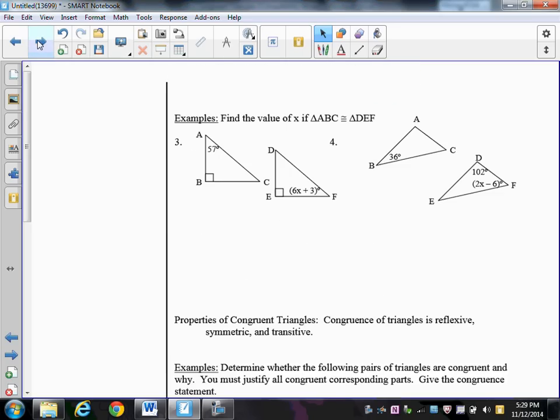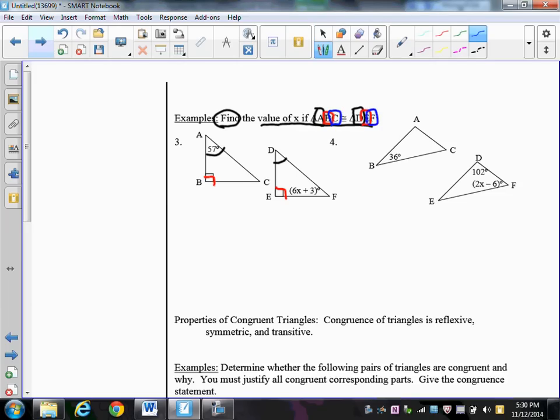Moving on to the back page, it says find the value of x if triangle ABC is congruent to triangle DEF. So in order to do this, we have to make sure that the angles are congruent. So the first letter is A and D, so those will both have 1 angle mark. The second letters are B and E, so those are both right angles. And I know that angle C has to be congruent with angle F.